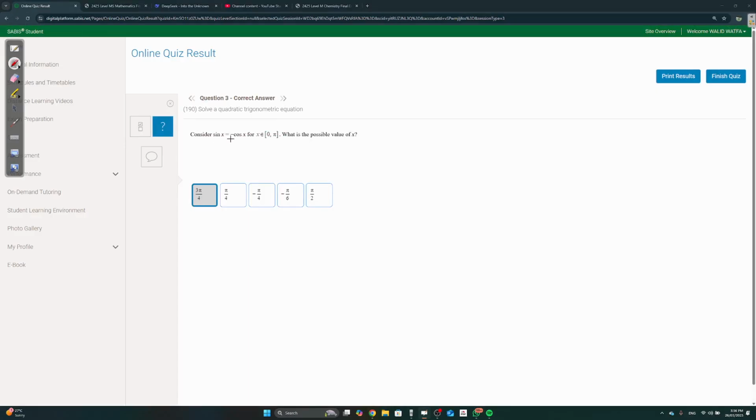Okay, sine x equals minus cosine x for x belongs to 0 to pi. What are the possible values of x? Okay, the first thing I'm thinking is divide by cosine x. Divide by cosine x, right? So you cancel here. Sine x over cosine x is tan x, and you're going to be left with what? Don't forget the negative one.